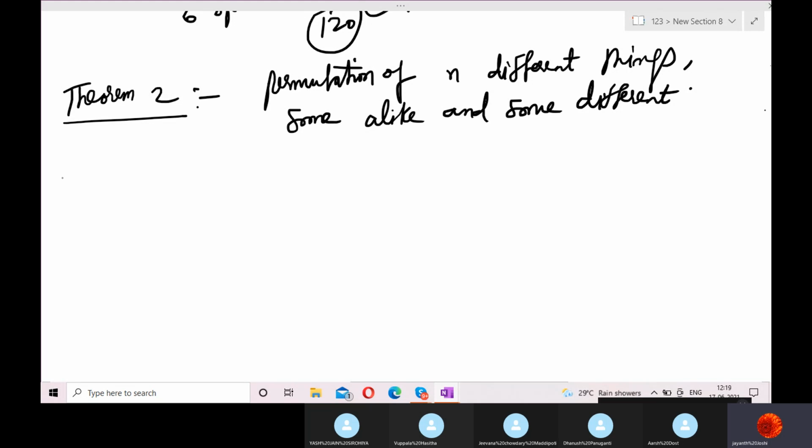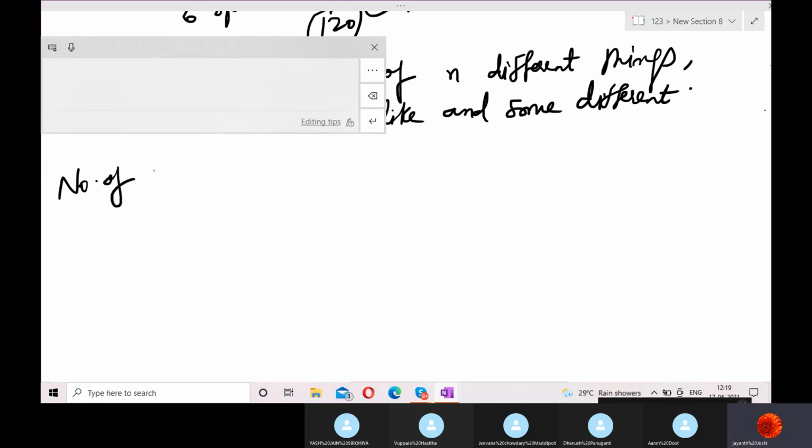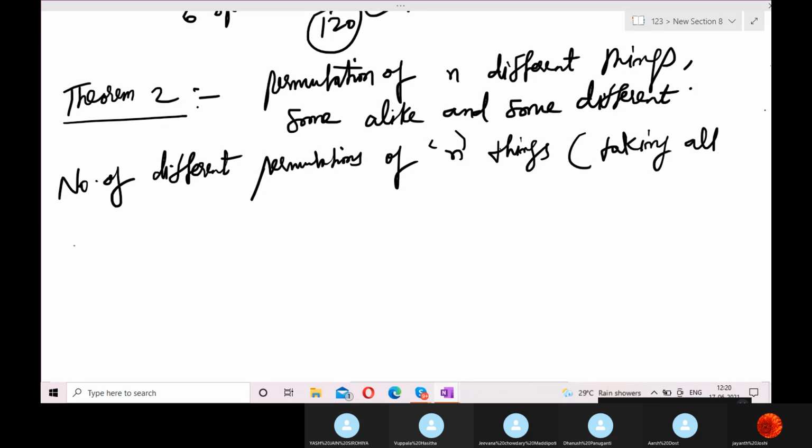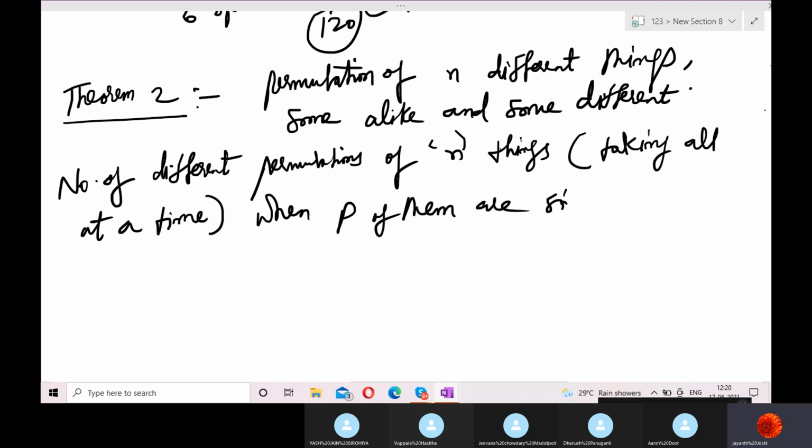Now, see, the number of different permutations of n things taking all at a time when p of them are similar of one type.